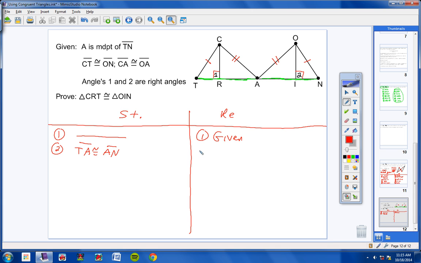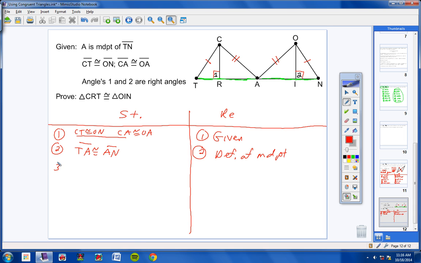And the reason would be, how do I know that? Well, A is the midpoint of TN. So, definition of midpoint. So in your given right here, you've already stated CT is congruent to ON. You've already stated that CA is congruent to OA.